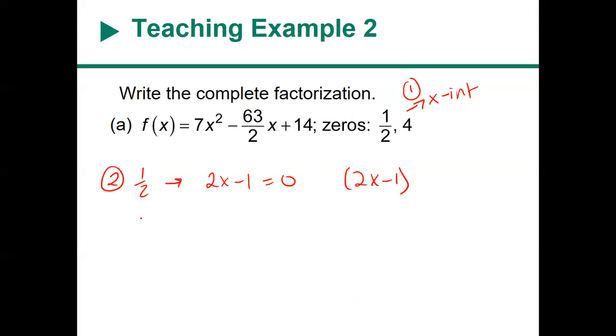So the factor for this is 2x minus 1. This is a pretty easy factor. 4, what's the factor for 4? X minus 4. Does that make sense?